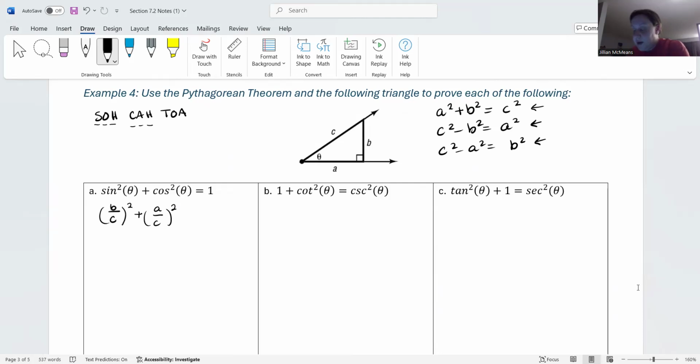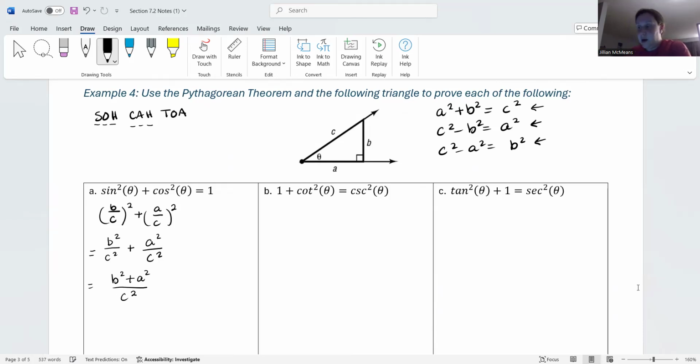Okay, so let's play around with this. If I have a fraction in parentheses squared, that exponent just applies to both parts of the fraction. So this is really b squared over c squared. And then a over c squared is really a squared over c squared. Now, we also know that if we have common denominators, we can easily add numerators, okay? So this is really equal to b squared plus a squared over c squared.